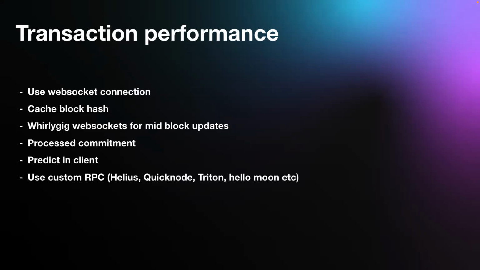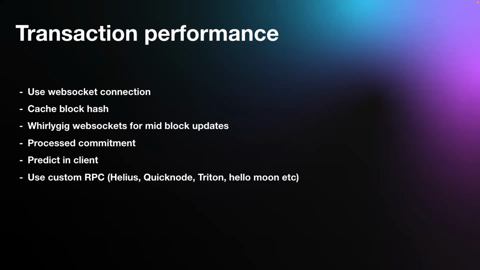And then you can also cache the block hash. The block hash that you need for any transaction is actually valid for quite a long time, around 30 seconds. If you get this block hash before you send the transaction already, you could, for example, get it every 10 seconds or something, then you save the round trip time to the RPC and back to get the block hash, and then you can send the transaction out immediately when you want to send it out. So this also saves you a few milliseconds.